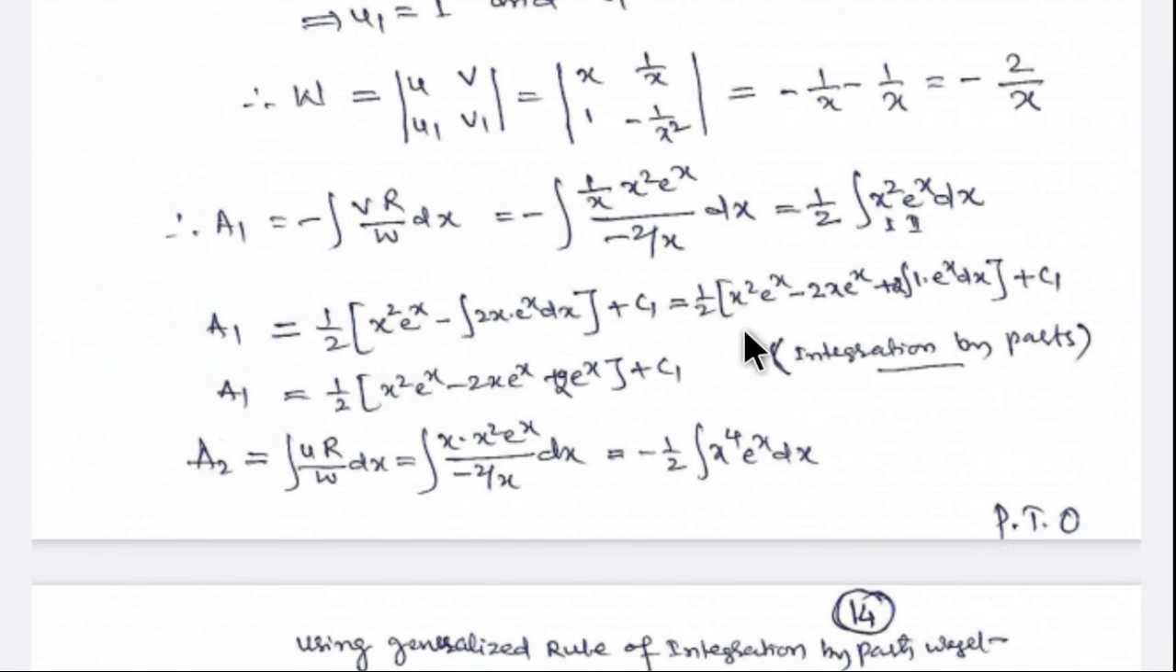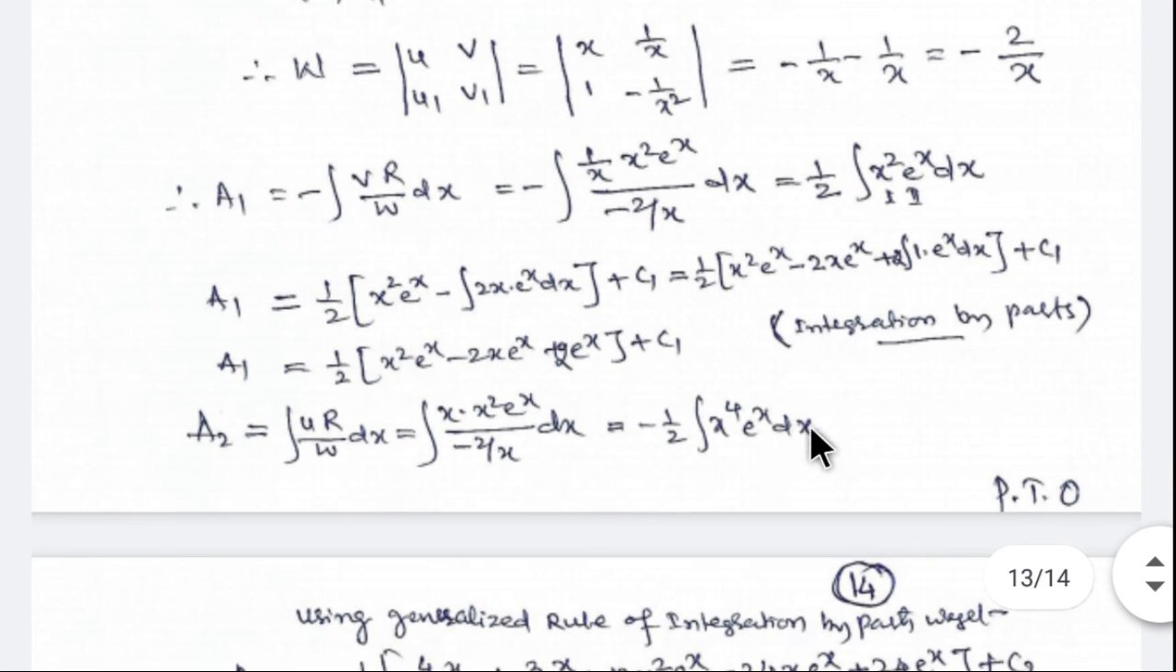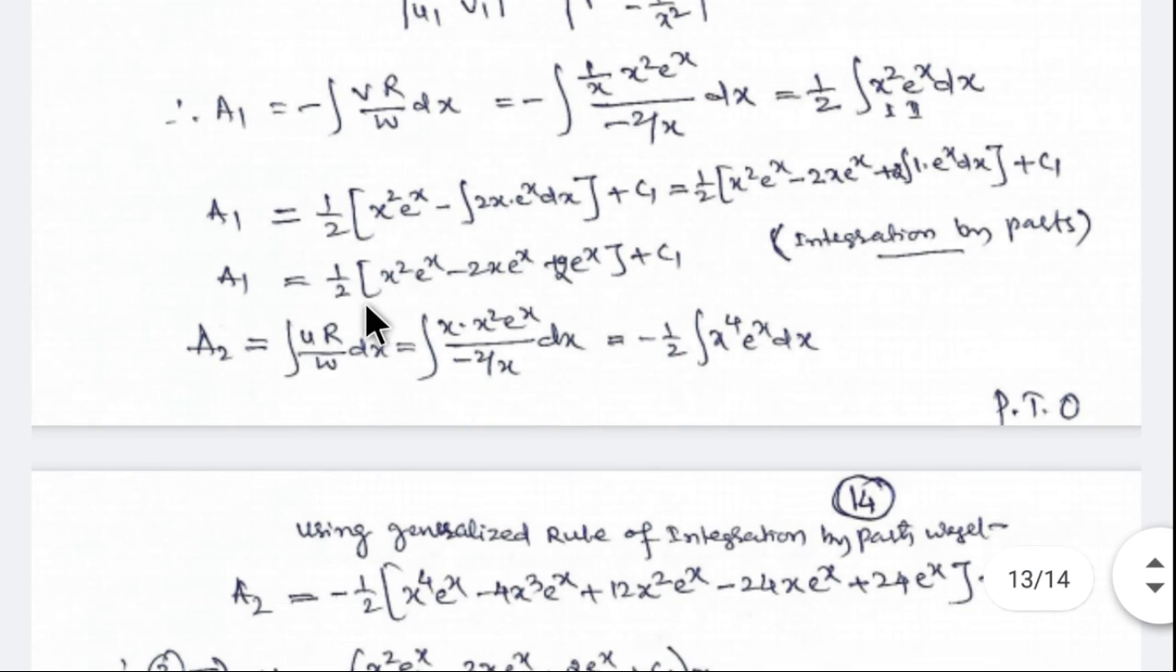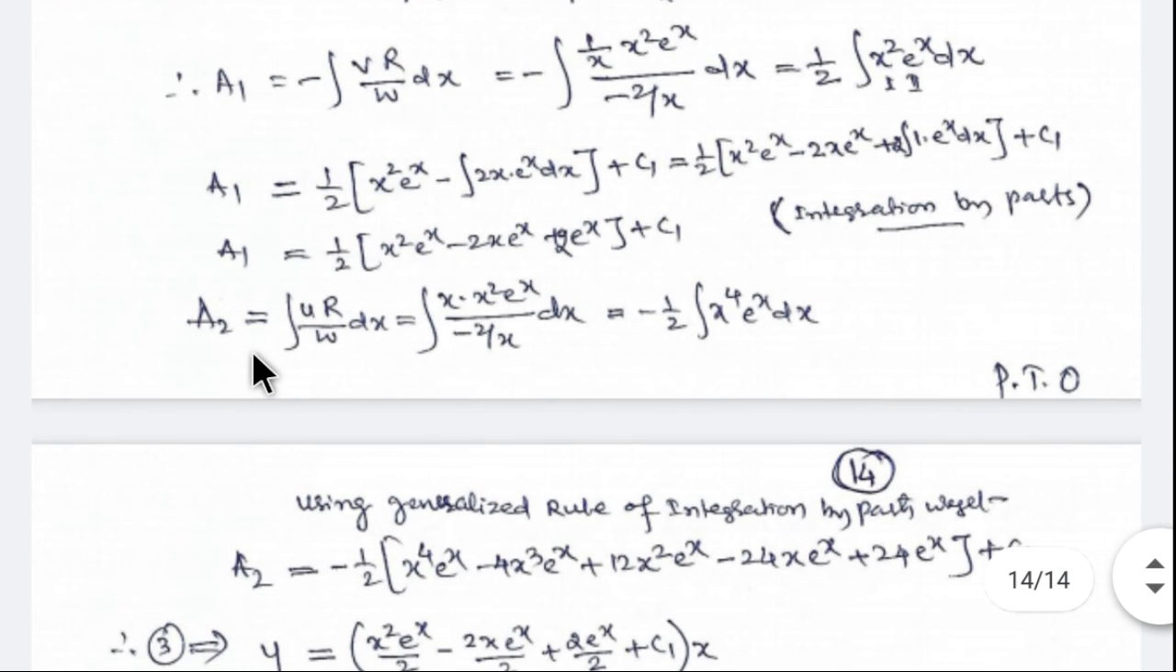So simplifying all this, you get a1 equal to 1 by 2 into bracket x square into e raised to x minus 2x into e raised to x plus 2 into e raised to x, close bracket, plus C1, you write. This is A1 value. Similarly, find out A2 value.